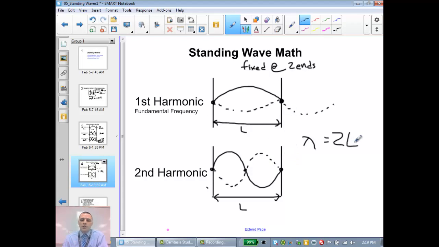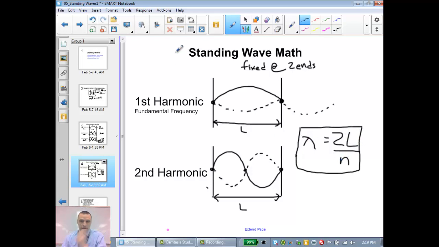So the way we adjust for this is we divide 2L in the equation by the harmonic number. So this would be 2 times the length, but then divided by 2. So this length equals the wavelength. And if this were the third harmonic, then we divide by 3, and the fifth harmonic divide by 5, and so on. So 2L divided by N is the way that we calculate the wavelength of a standing wave if we know the length and the harmonic number.